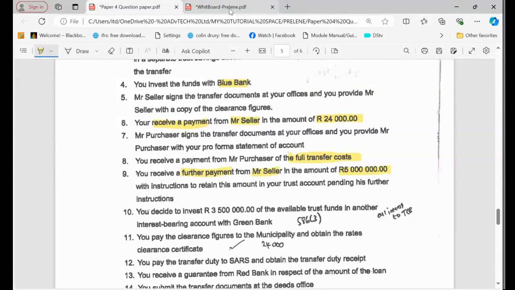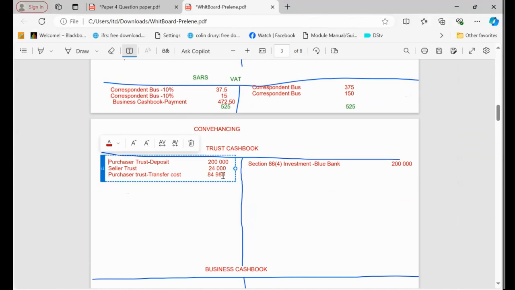So this money will go in the trust cash book. But it belongs to the seller, so you can just put Mr. Seller or seller. And then let me just say further payment. And how much is it going to be? 5 million.